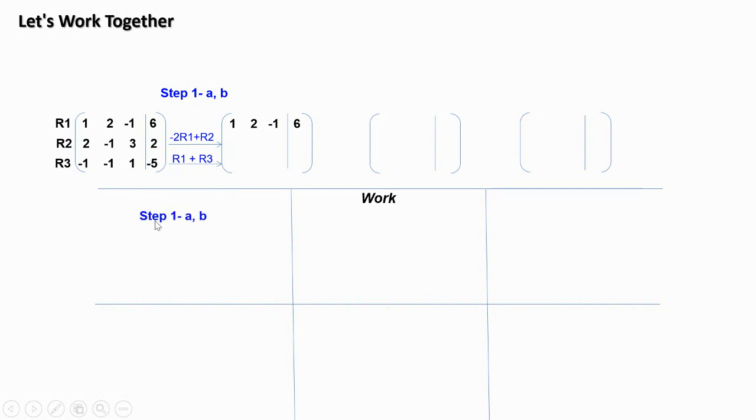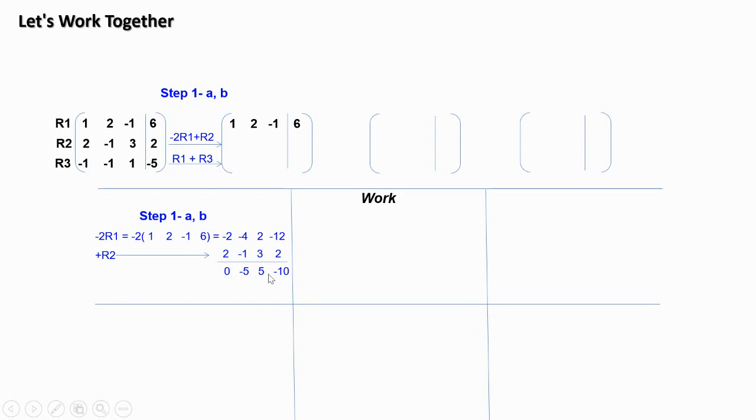And here's my work. Step 1, we have -2 row 1, which is -2 times 1, 2, -1, and 6. So after we distribute, we get -2, -4, 2, and -12. Plus row 2, we just bring row 2 down here. Row 2 is 2, -1, 3, and 2. So after we do the addition, we get 0, -5, 5, and -10. And remember, guys, I said, can we simplify here? Yes, we can, because everything can be divided by -5 or by 5.